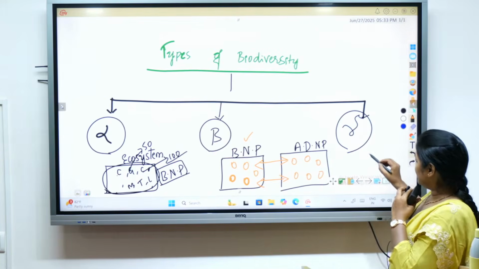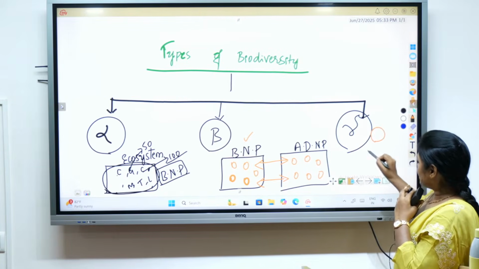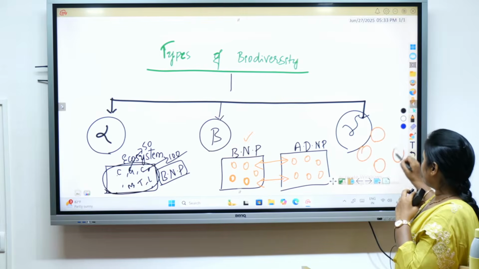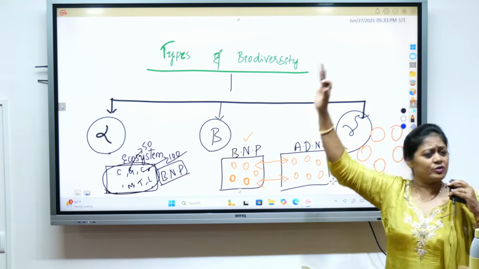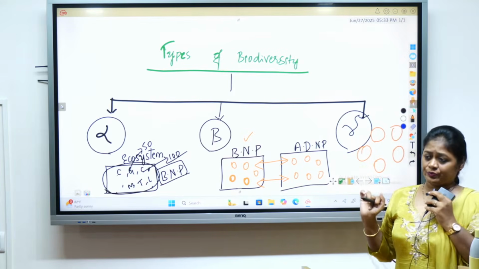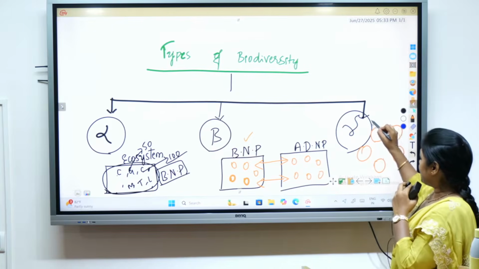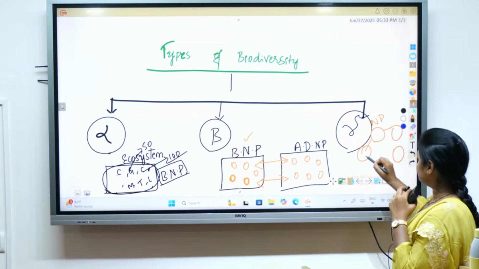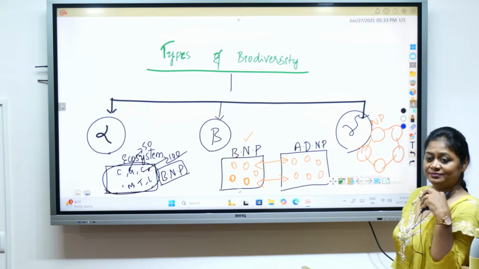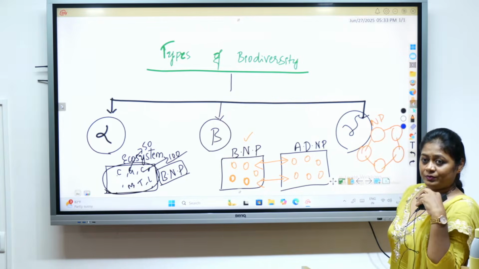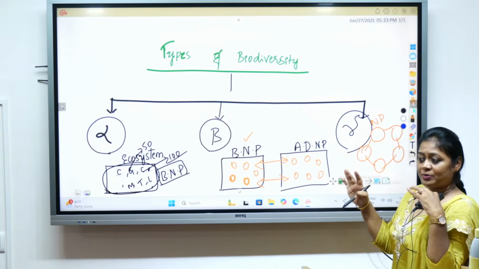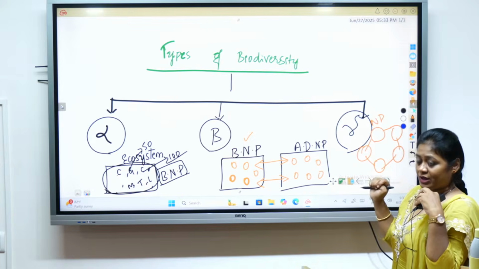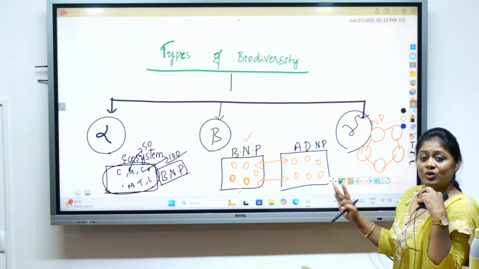Okay, then what about gamma? I'll just take the total national parks in India. I take all national parks and I compare with one another. The national parks, total national parks which is present in India, if I compare them, then it is called as gamma.